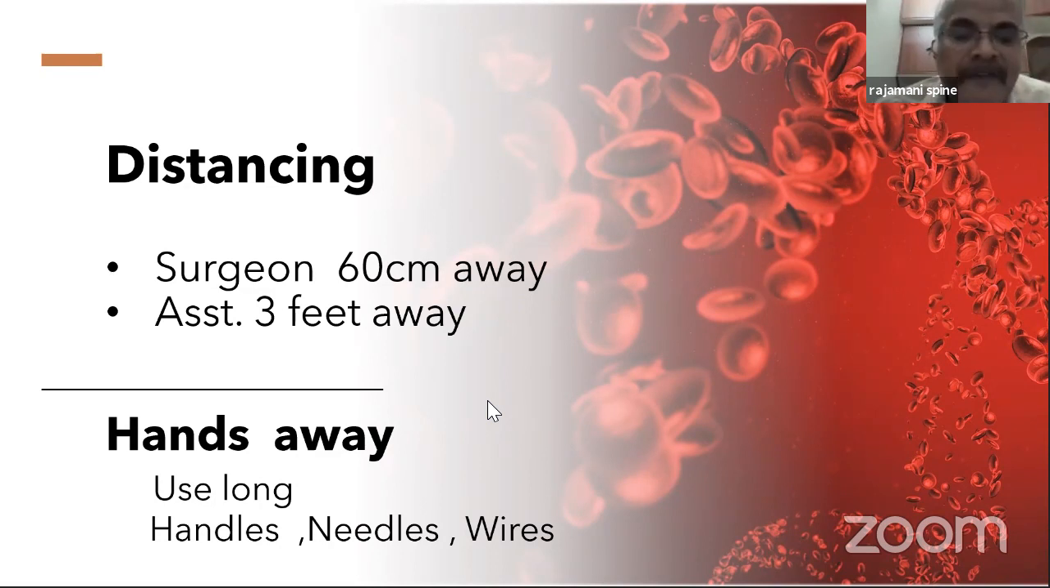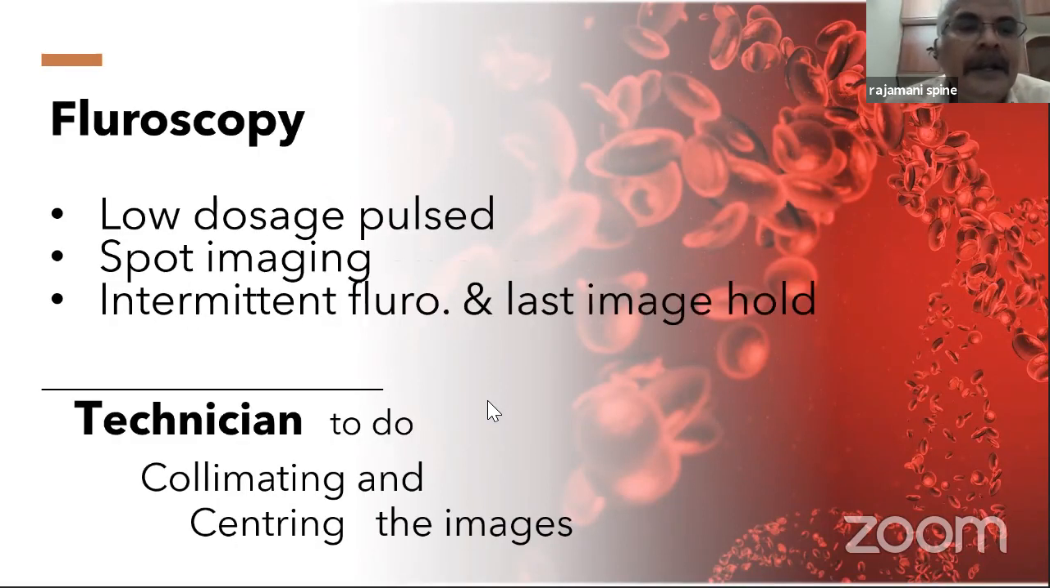But you can't keep away to avoid hand exposure, because you can't use a glove, something like a radiologist uses. So to avoid that, you always use long-handled instruments, needles and wires when you localize. Then fluoroscopy, how to reduce the dose. Always try to instruct your technician to use a low dosage, pulsed images and spot imaging, and intermittent fluoro with a last image hold. These are all the things that will reduce the amount of radiation exposure.